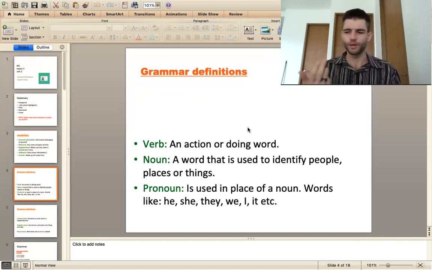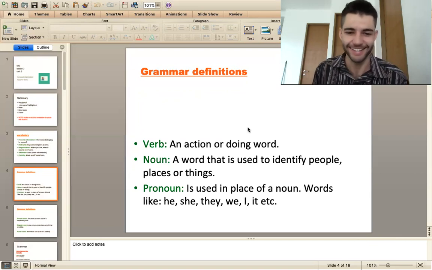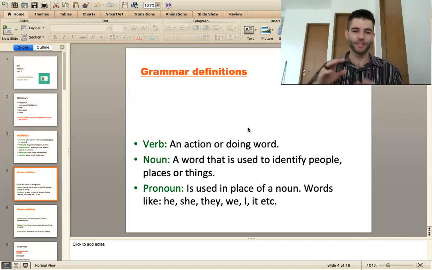Pen, pencil, book, backpack, cell phone, food. There are many nouns, so many. So now we have different nouns, and we're not going to go into detail today. This is just to refresh us.